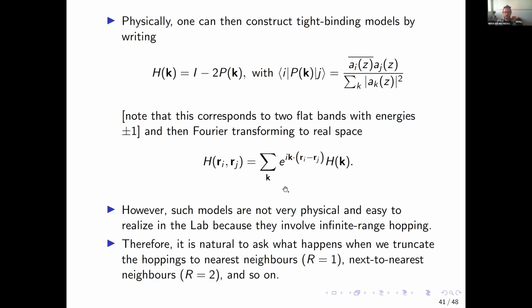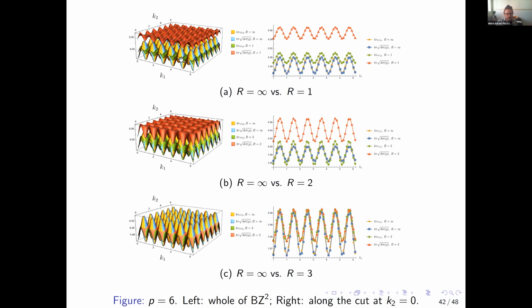It is natural to ask what happens when we truncate the hoppings to nearest neighbors, next to nearest neighbors, and so on. If you do this exercise, here I plot the Berry curvature and the square root of the determinant of the quantum metric. For convenience I also plot a cut at K2 equals 0, because these plots are a bit hard to understand. But what you see is that as soon as you start increasing more and more neighbors, very fast you get very similar results.